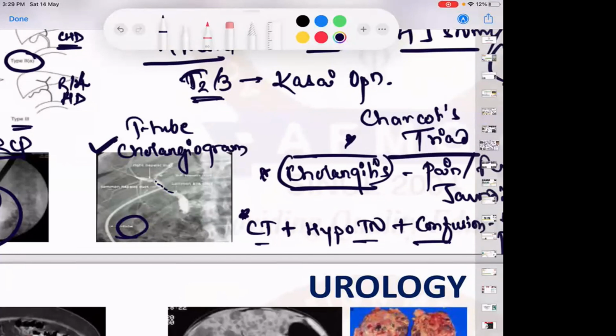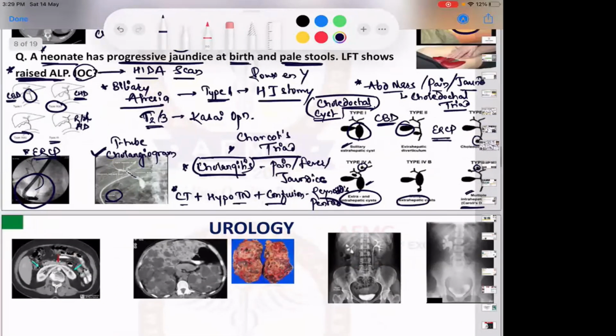No issues with this. Remember, this is a T tube cholangiogram. Okay, please remember this. I hope everything is clear to everybody.